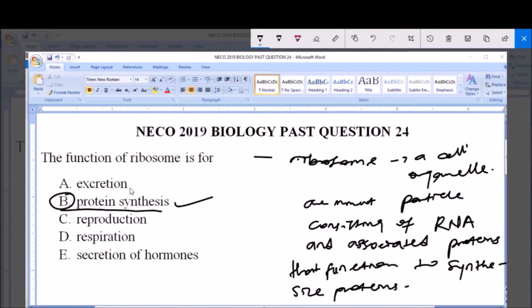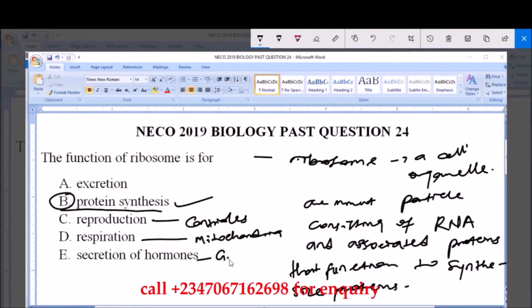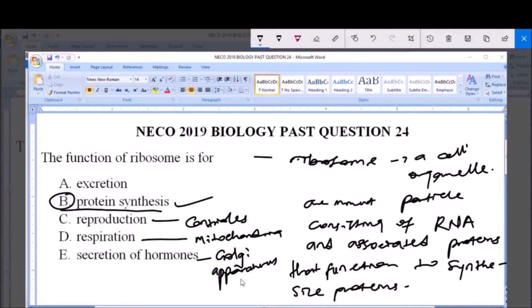Now the part of the cell responsible for reproduction is the centrioles, that is cell division. Then for respiration is the mitochondria. And then for secretion of hormones, you can say the Golgi apparatus, and also the secretory vesicles. The Golgi apparatus helps to package these hormones and distribute them. Then the secretory vesicles secrete these hormones.